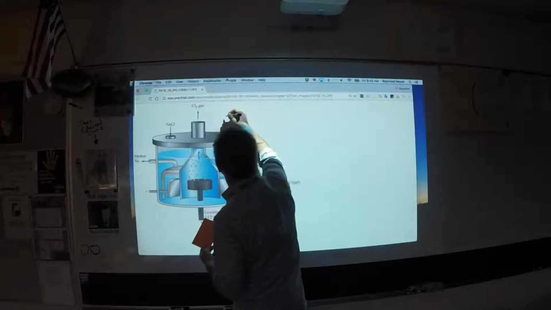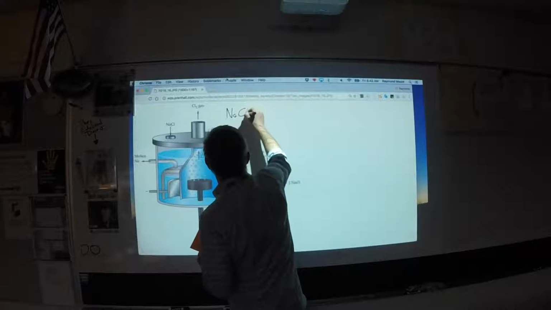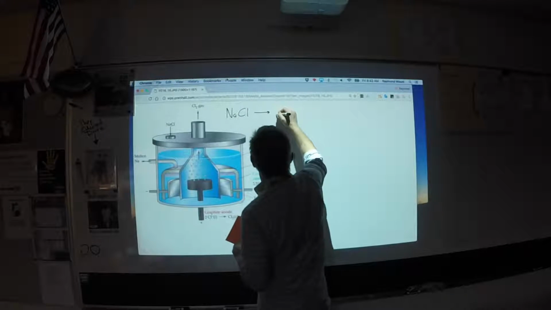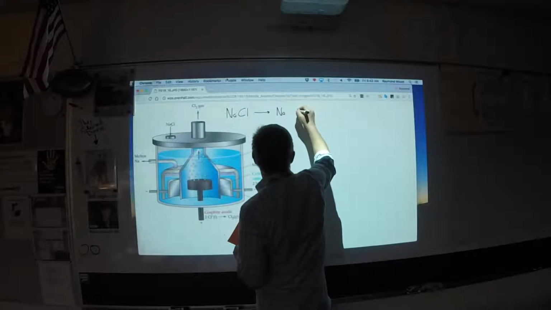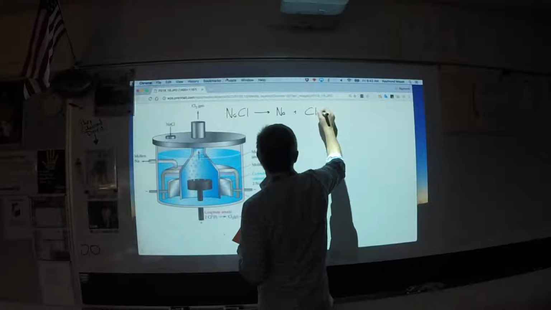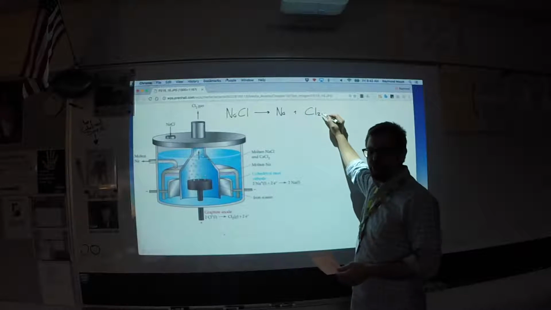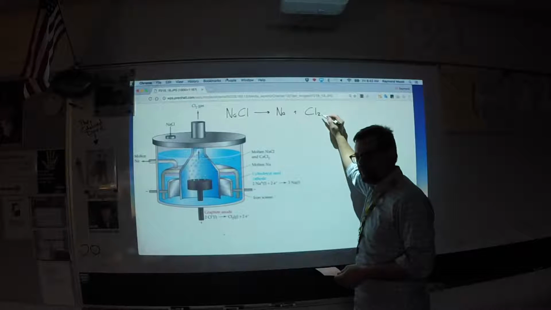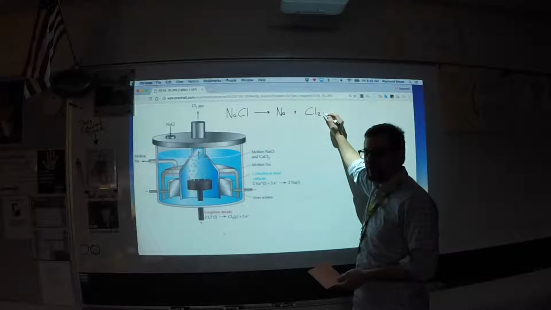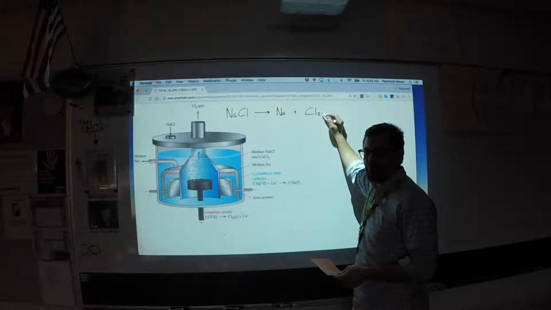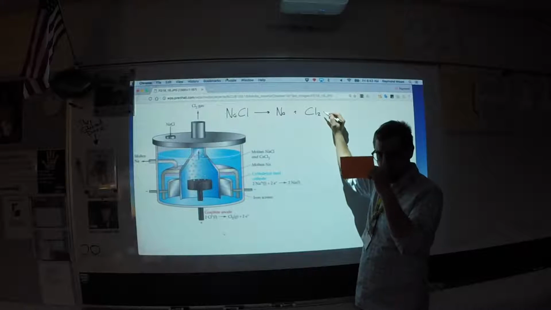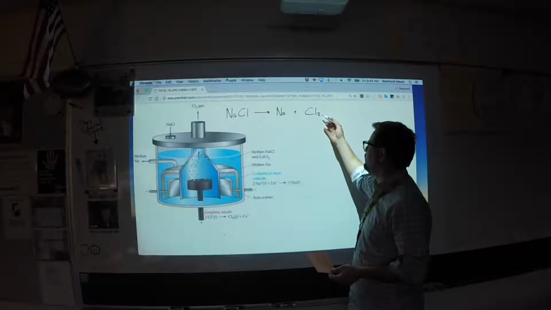The reaction is this: NaCl reacts to form sodium and chlorine. Now chlorine is Cl2 because chlorine is one of 7 elements that, when by itself, occurs in pairs. We call it a diatomic element, so we give it a subscript of 2.